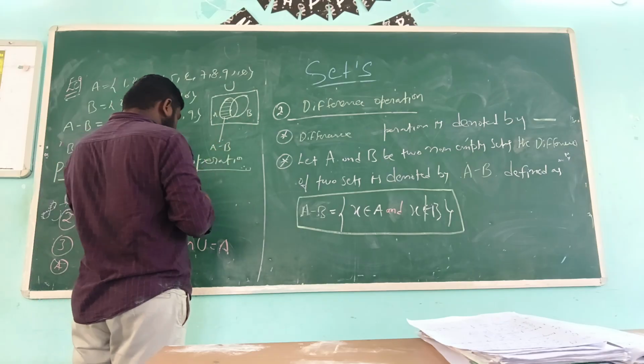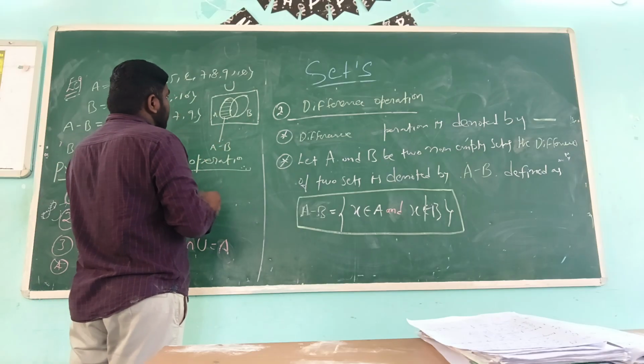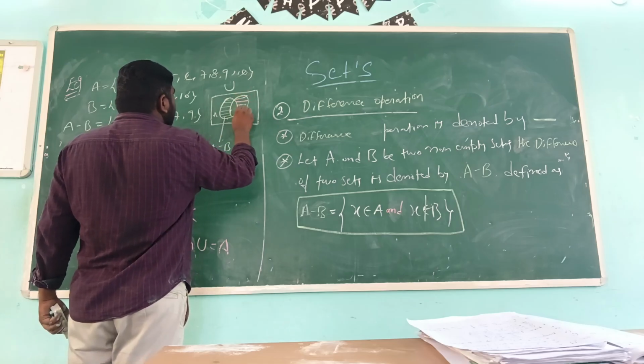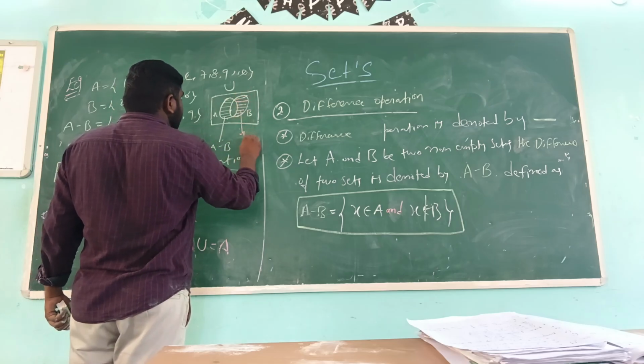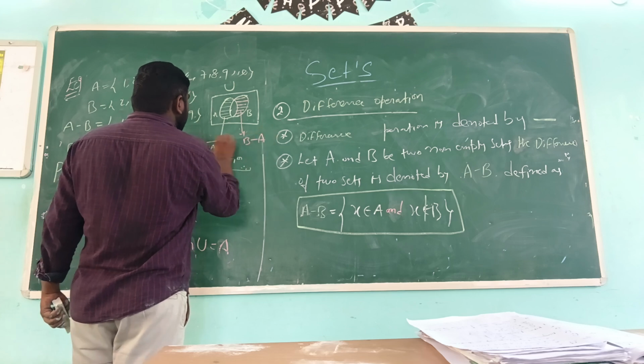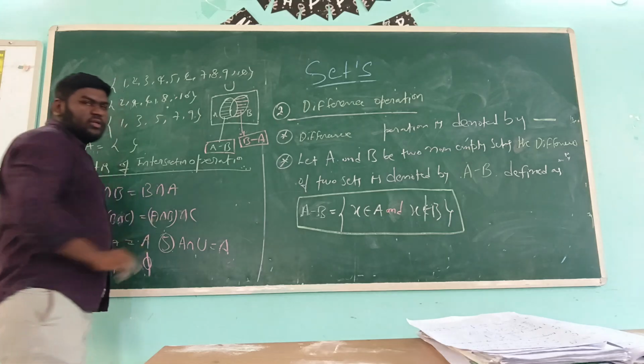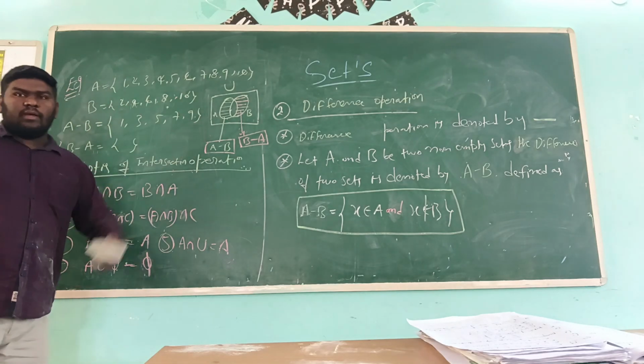Understood? If I am adding vertically or in another color, this is called B minus A. Understood? This is called A minus B, only A. Understood? Then B minus A.